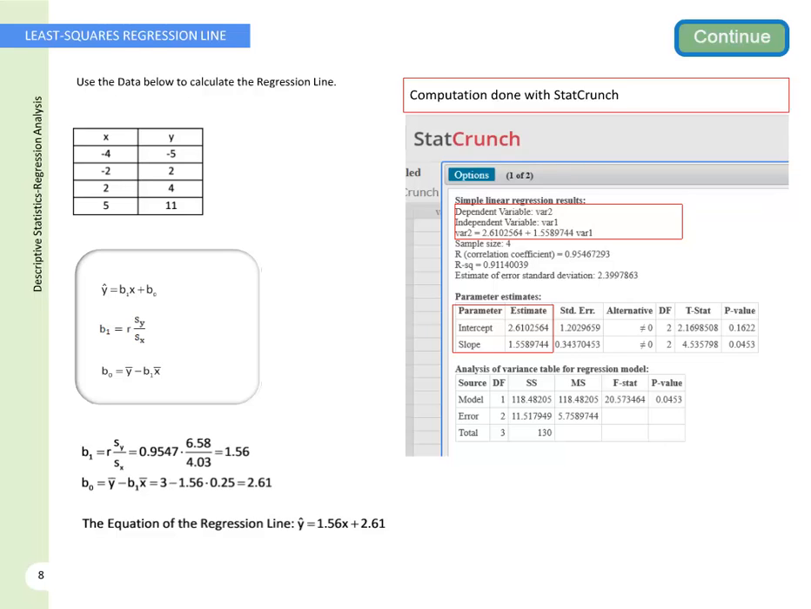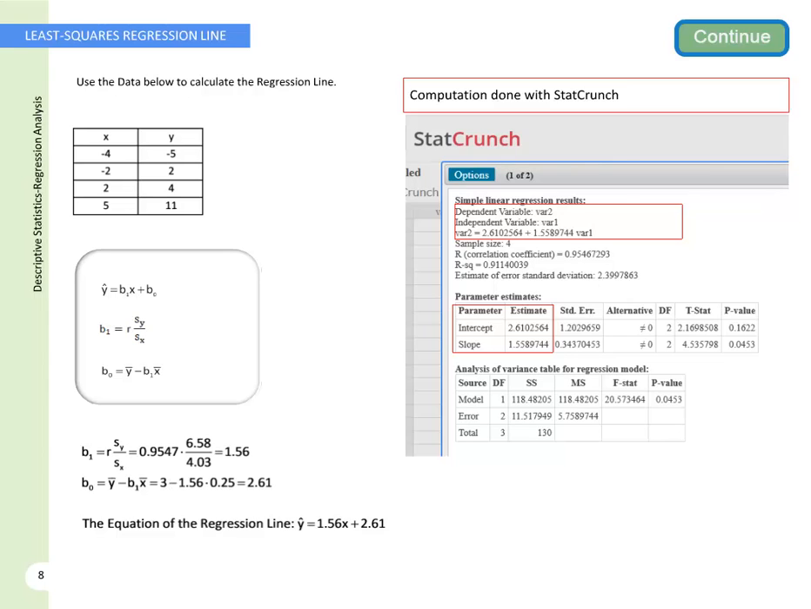In algebra we learned that the equation of a line is y equals mx plus b, where m is the slope and b is the y-intercept. The equation of the regression line is y hat equals b1 x plus b0. b1, the slope of the regression line, is given by the formula r, the correlation coefficient, multiplied by the ratio of the standard deviation of y values to the standard deviation of x values. b0, the y-intercept of the regression line, is calculated using the formula: the difference between y bar and the slope calculated in the previous step multiplied by x bar. x bar is the mean of x values. y bar is the mean of y values.